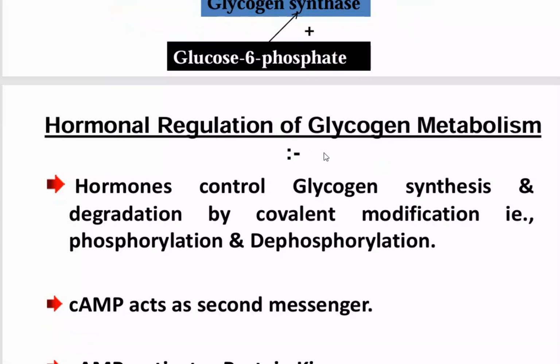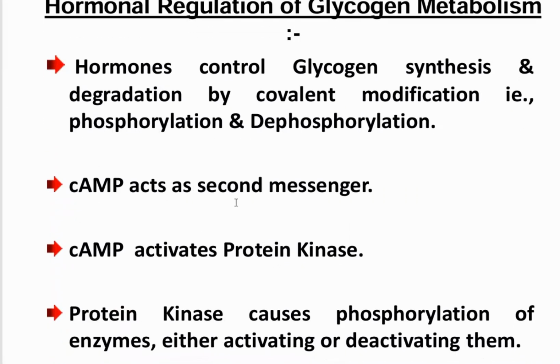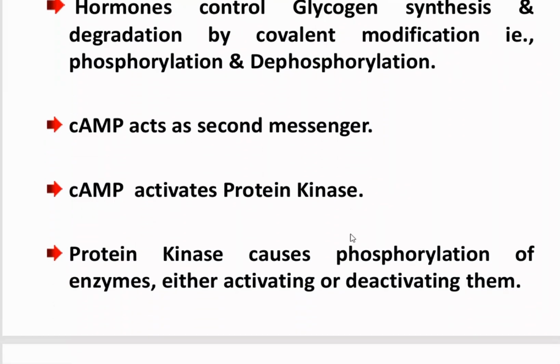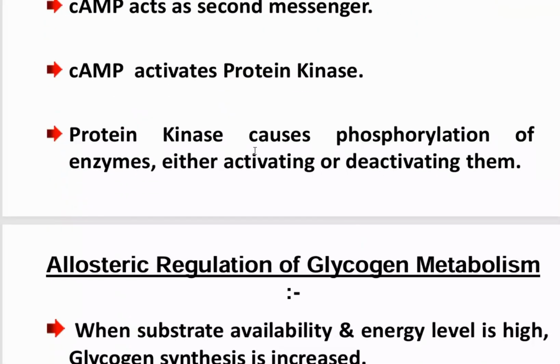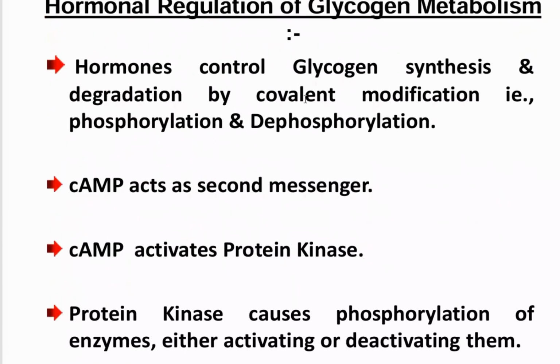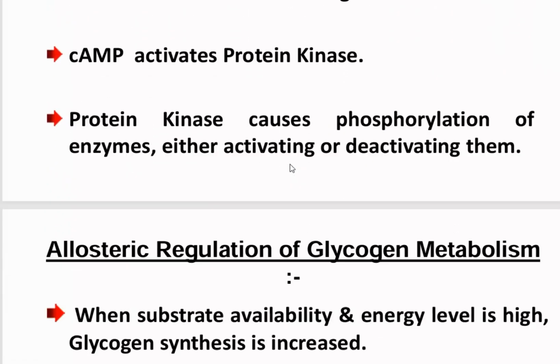Now second, hormonal regulation of glycogen metabolism. Actually, some hormones, like epinephrine, can control glycogen synthesis and degradation by covalent modifications, specifically phosphorylation as well as dephosphorylation. In that case, cyclic AMP acts as a second messenger. Cyclic AMP activates the protein kinase enzyme, and this protein kinase causes phosphorylation of the enzymes, either activating or deactivating them. So in this way, hormonal regulation of glycogen metabolism occurs.